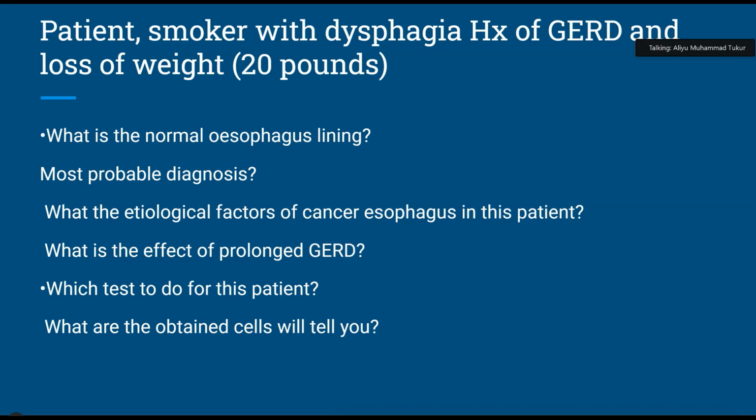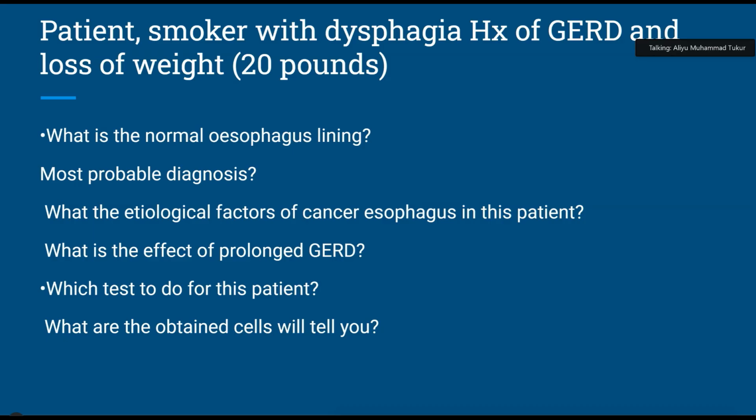Okay. So what are the etiological factors of cancer esophagus in this patient? Okay. In this patient, the etiological factors are smoking and history of GERD. Yes, smoking and history of GERD. Okay, those are the etiological factors in this patient. So what is the effect of prolonged gastroesophageal reflux disease?